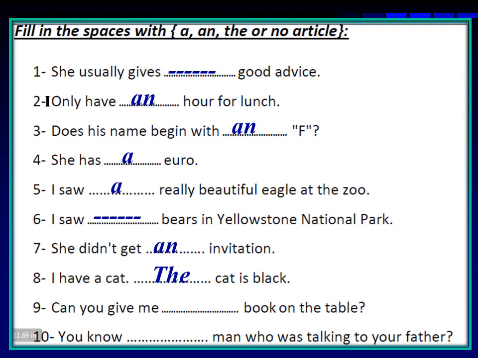9, can you give me the book on the table? The book on the table. Why? Because I'm talking about a specific book. Okay. 10, you know the man who was talking to your father. Here, I'm specifying the person I'm talking about.